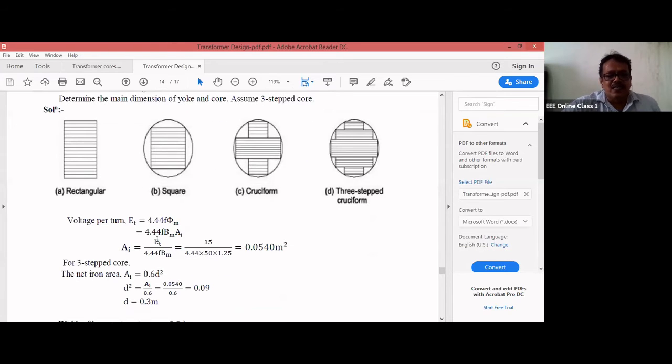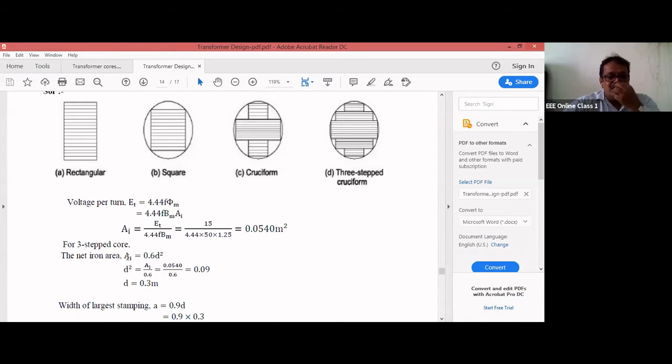The same steps you can do. Voltage per turn is 4.44 f phi m, so calculate the net iron area Ai. Ai is equal to 0.054 meter square. For a 3-stepped core, from the table you can take the net iron area Ai is equal to 0.6 D square.